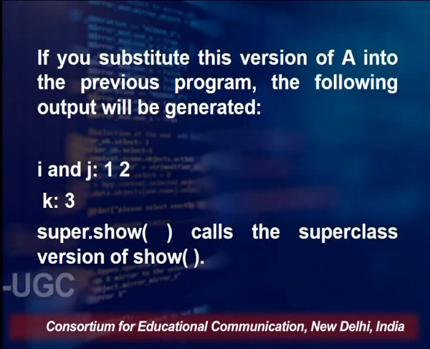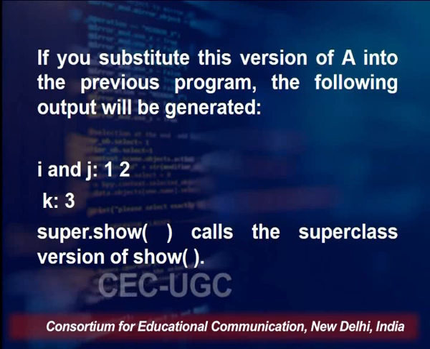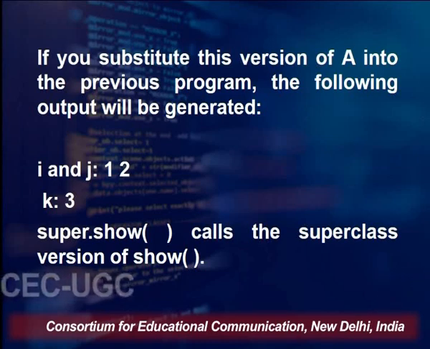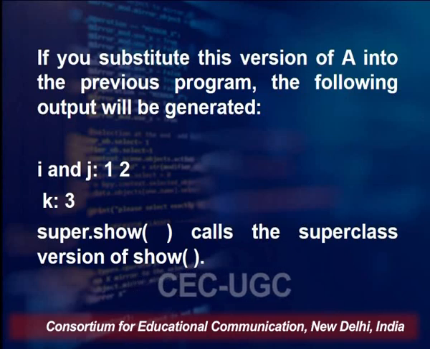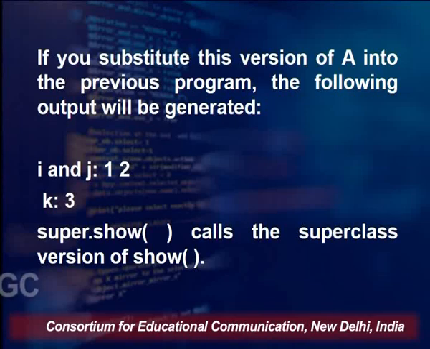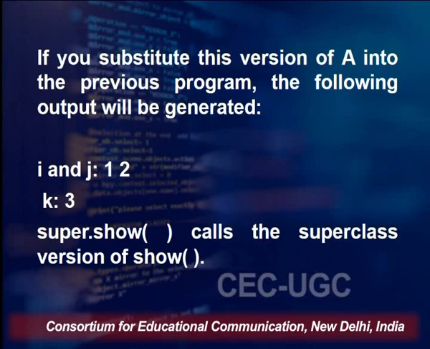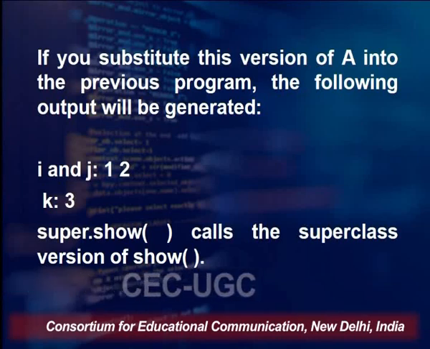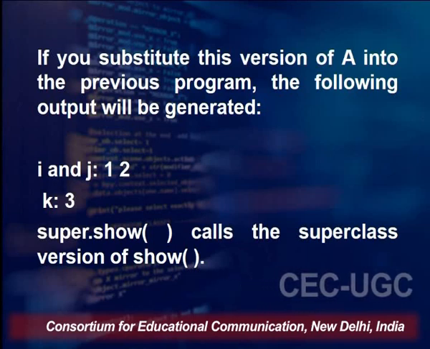So, if we substitute this version of class B in the previous program, it is going to give us the output i and j as 1 and 2, and k equals 3. The first line of the output, which says i and j are 1 and 2, is actually printed by super.show, which calls the super class version of this overridden method show. The value of k as 3 is printed by the show method of class B.